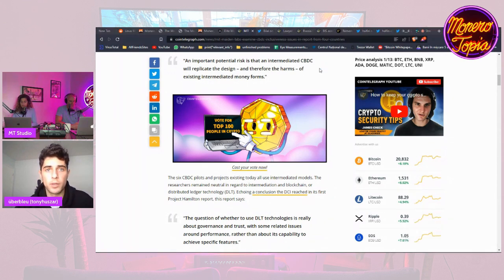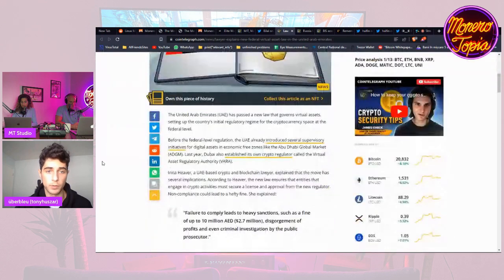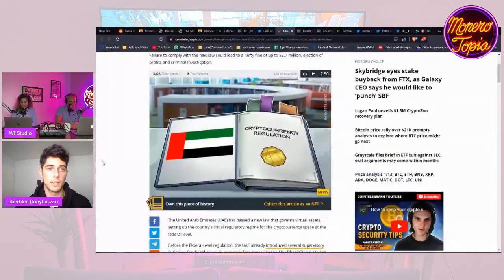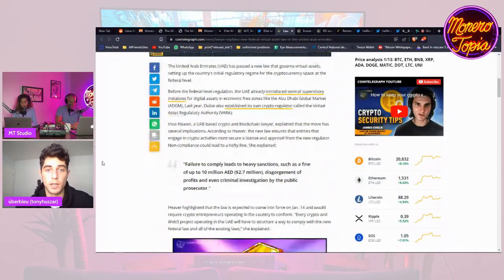Then let's go into this one, which is huge. It's about the United Arab Emirates and their new federal virtual asset law. If you don't comply with this law, there's a hefty fine of up to $2.7 million. This is, of course, in the name of terrorism and money laundering and protecting people from it, although it's pretty hard. They passed a new law that governs virtual assets, setting up the country's initial regulatory regime for the cryptocurrency space at the federal level.